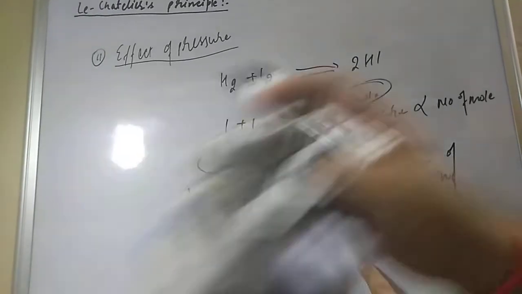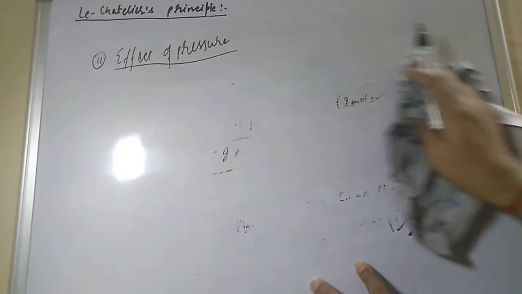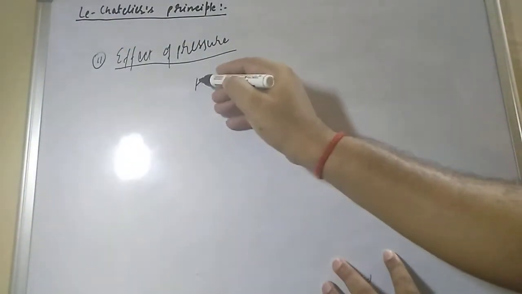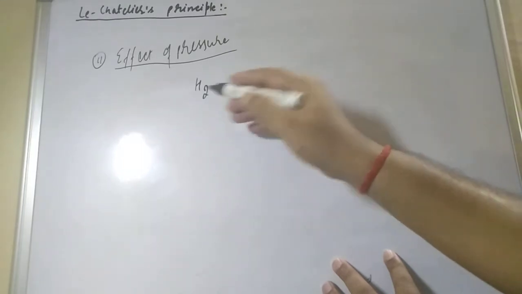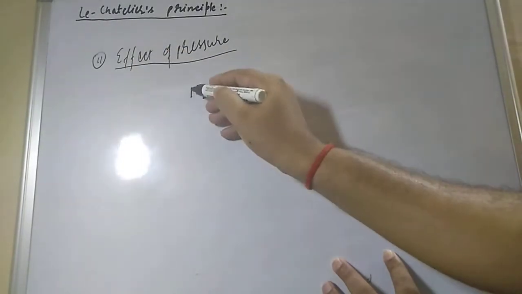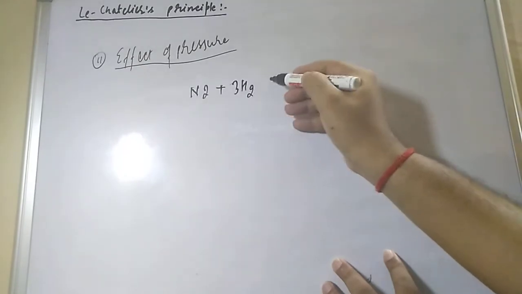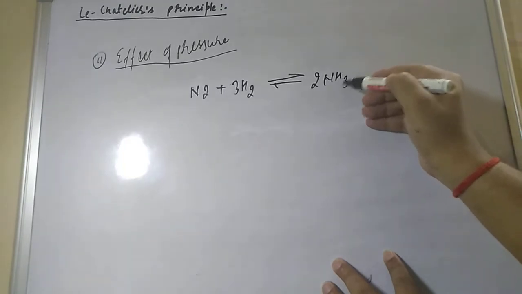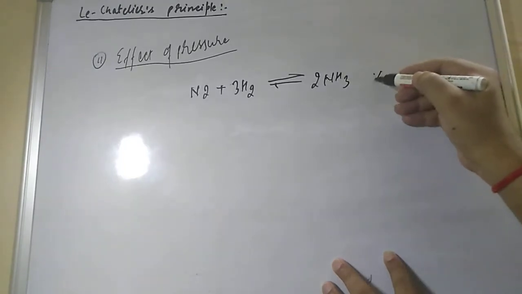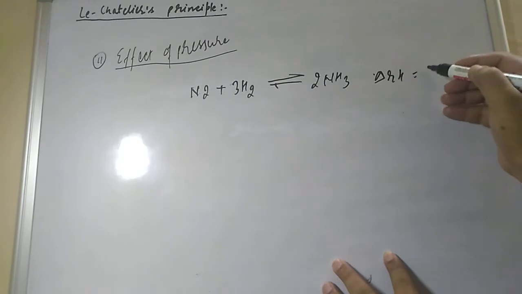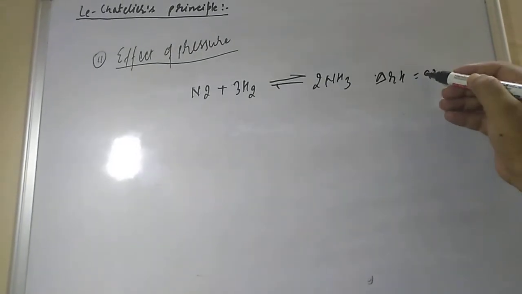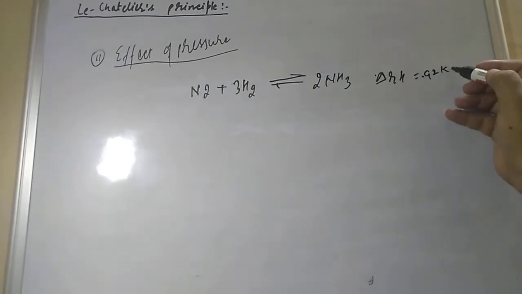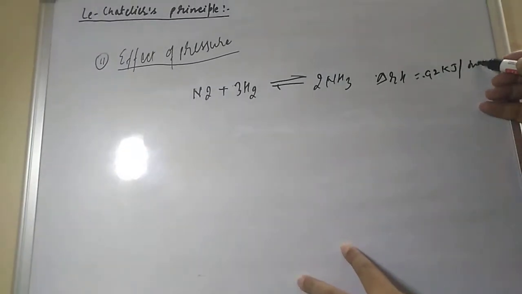Now you see another example. Try to understand this with the help of another example, student. Suppose you take N2 plus 3H2, and reversibly you get 2NH3, along with ΔH, which you already wrote, minus 92.38 kilojoule. So 92 kilojoule per mole you write. That is okay, no problem.